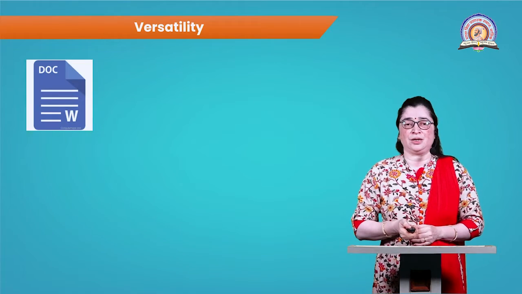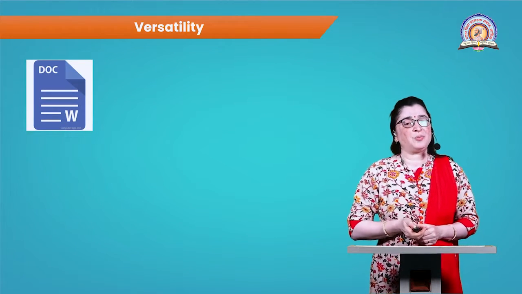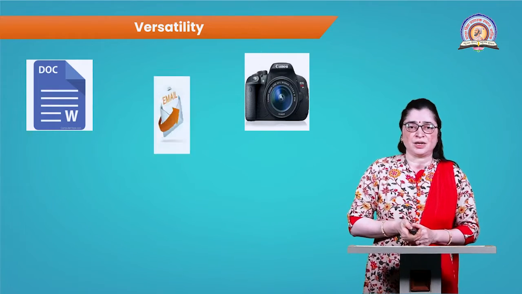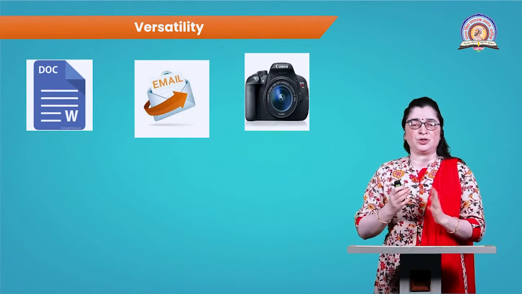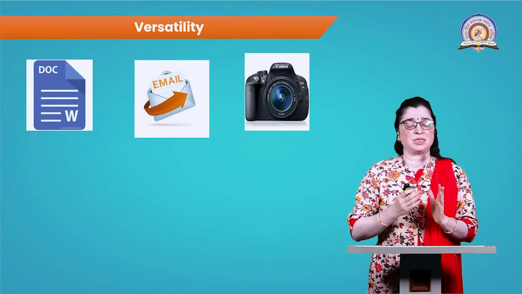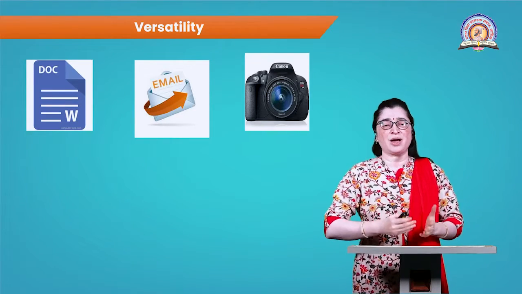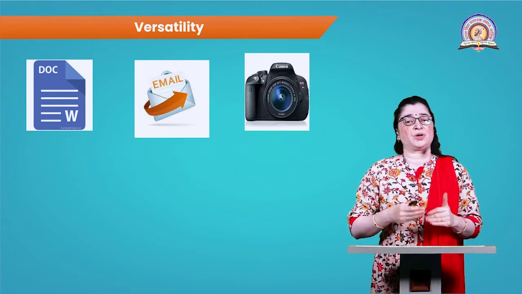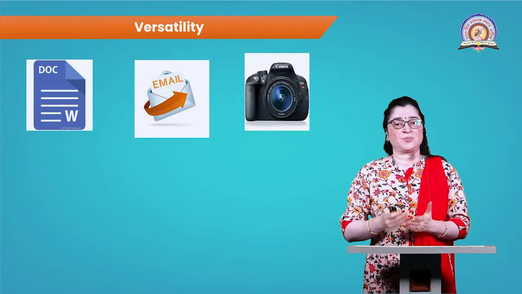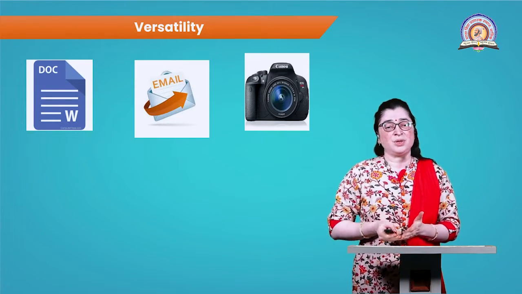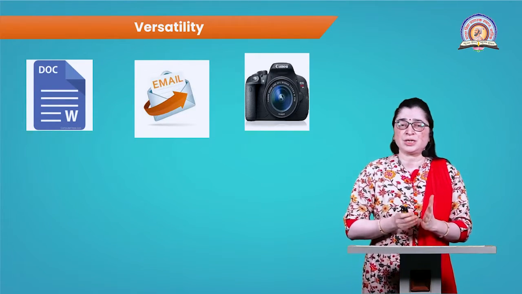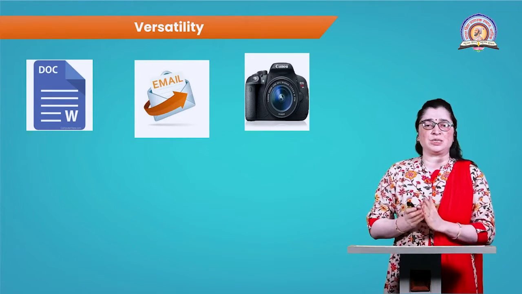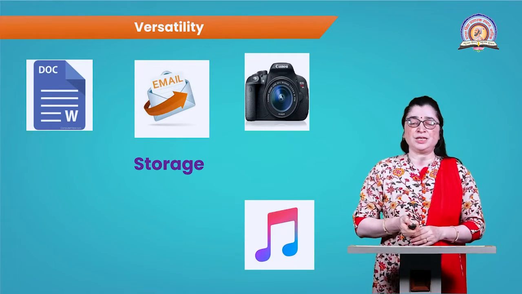Then versatility. Versatility means it can perform multiple tasks at a time. If you are working in Microsoft Word and you suddenly remember that you have to send a certain mail, you just minimize that Word document. You can send an email to the other person, capture images, or download certain files. Means at the same time, the computer can perform multiple, different types of tasks with the same accuracy and with the same speed.